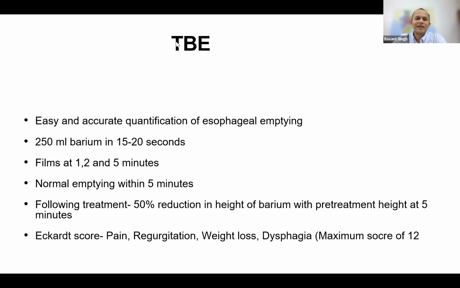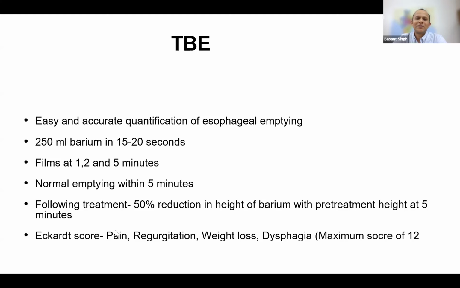That is why they say that timed barium emptying is very useful in diagnosis and also very useful in treatment. About the CAT score, if you see, you have various components which you all know: pain, regurgitation, weight loss, and dysphagia. These are all subjective.